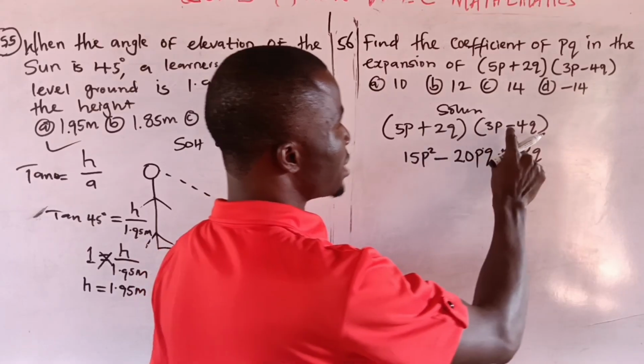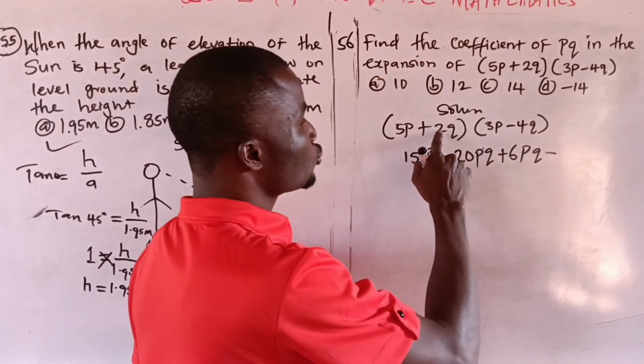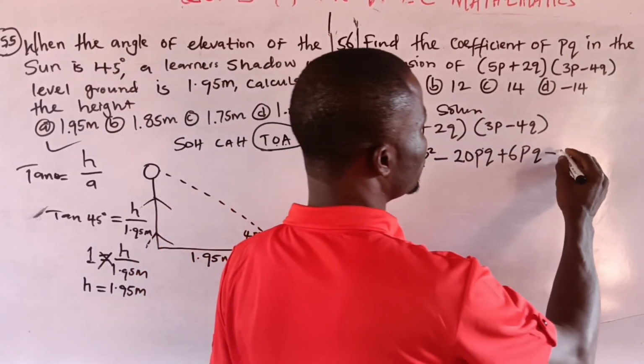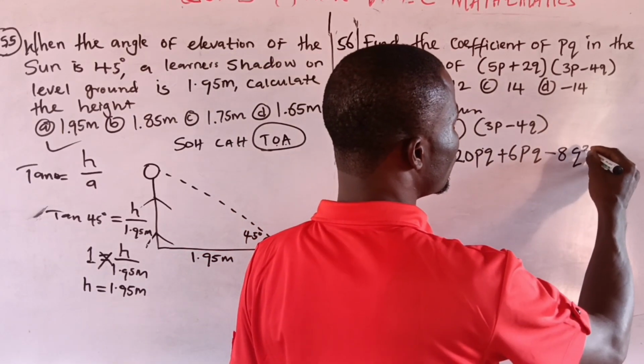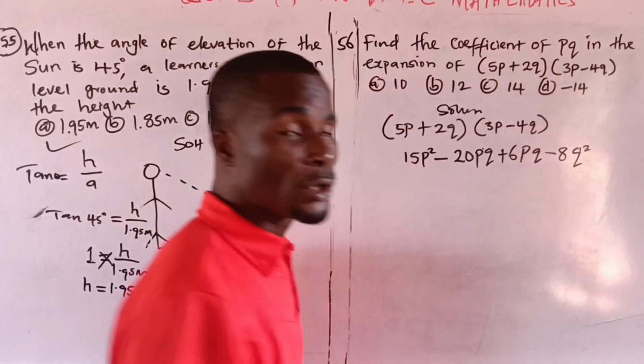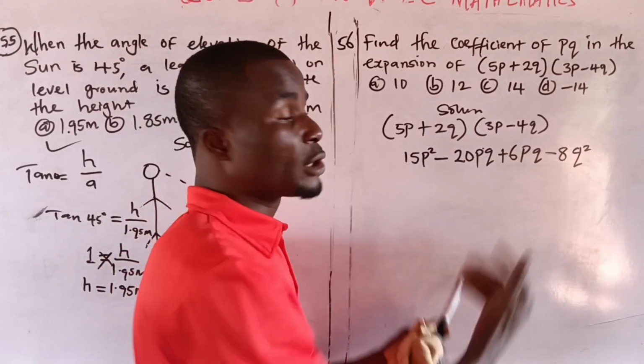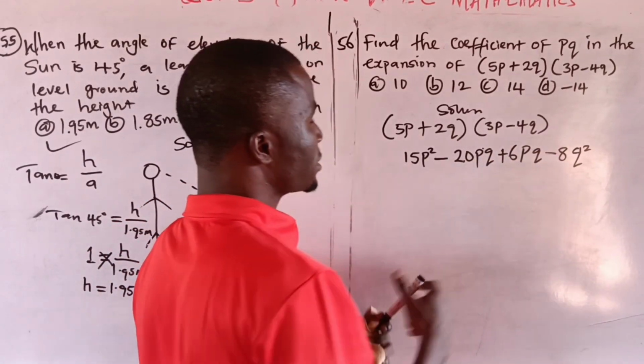So this plus times minus, minus. 2 times 4, 8. q times q will give us q squared. Now we have opened up the bracket. Now let's collect terms here.